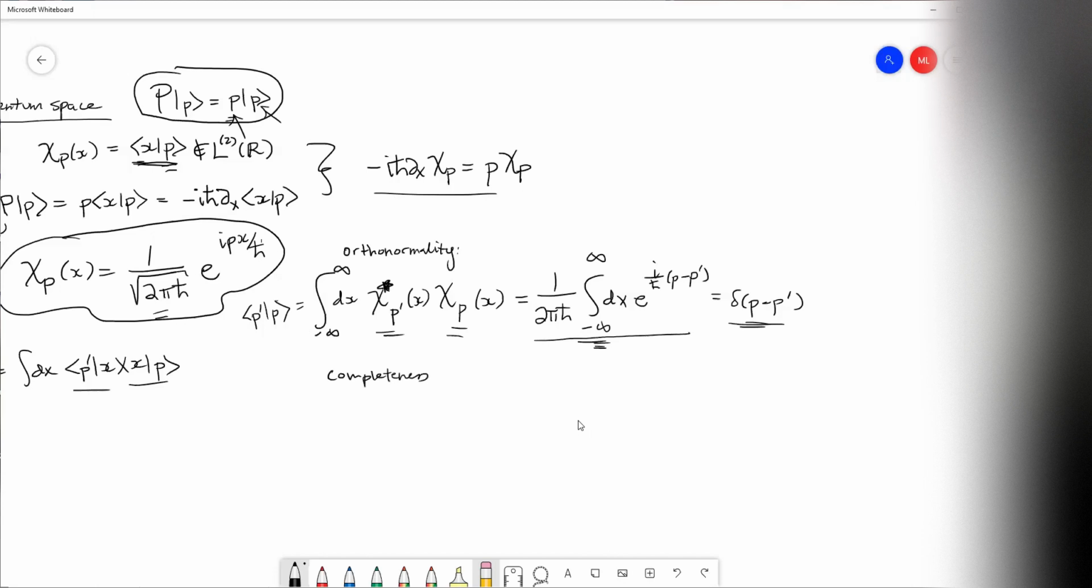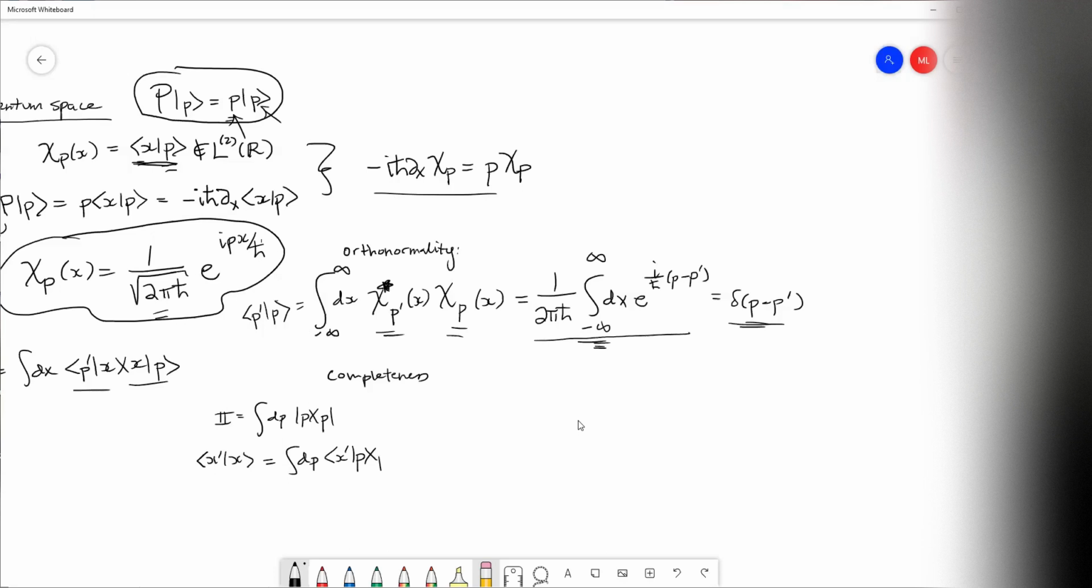which kind of looks similar. And remember, completeness should be something like the identity should be equal to this guy. And if we think about these as matrix elements, well, then we better sandwich them between x prime and x. And so then we should get something like this.